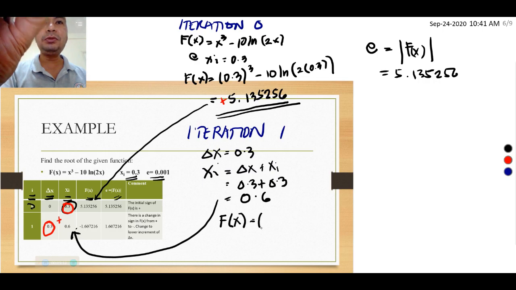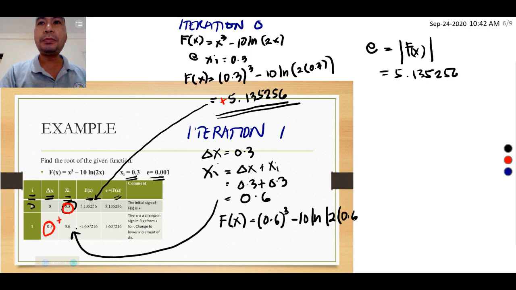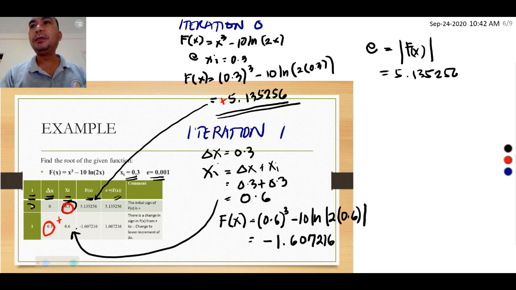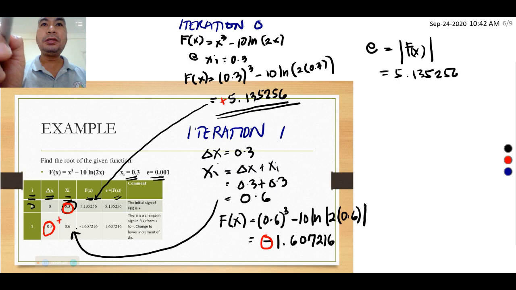That will be equal to 0.6 cube minus 10 ln of 2 times 0.6. So that will give you negative 1.607216. Now, take note that the sign of f of x in iteration 1 is negative.